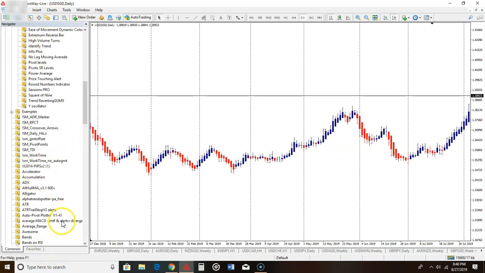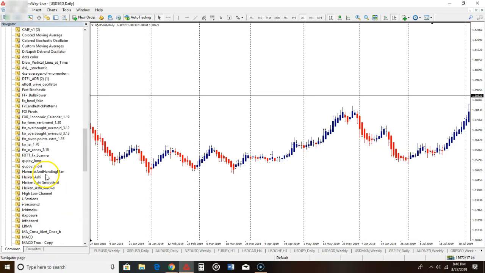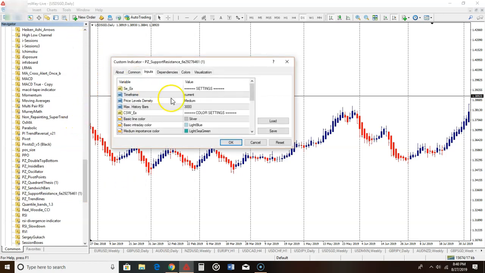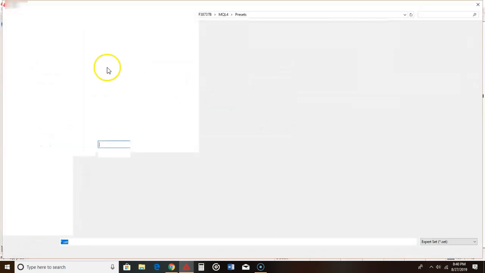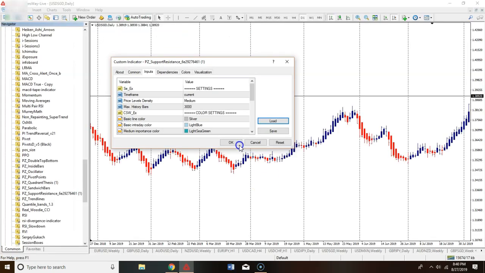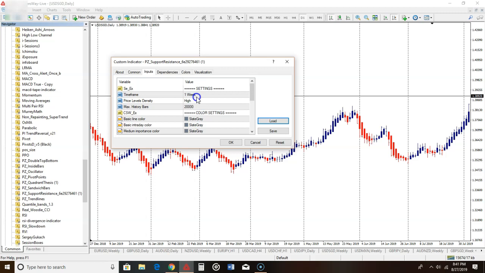Let's go to the indicator list. Here is the actual indicator right here. Alrighty, support and resistance. You want to go ahead and drop it on the chart. Now I have some preset values for this indicator that I've already saved, so let me load those on. Slate, gray, teal.